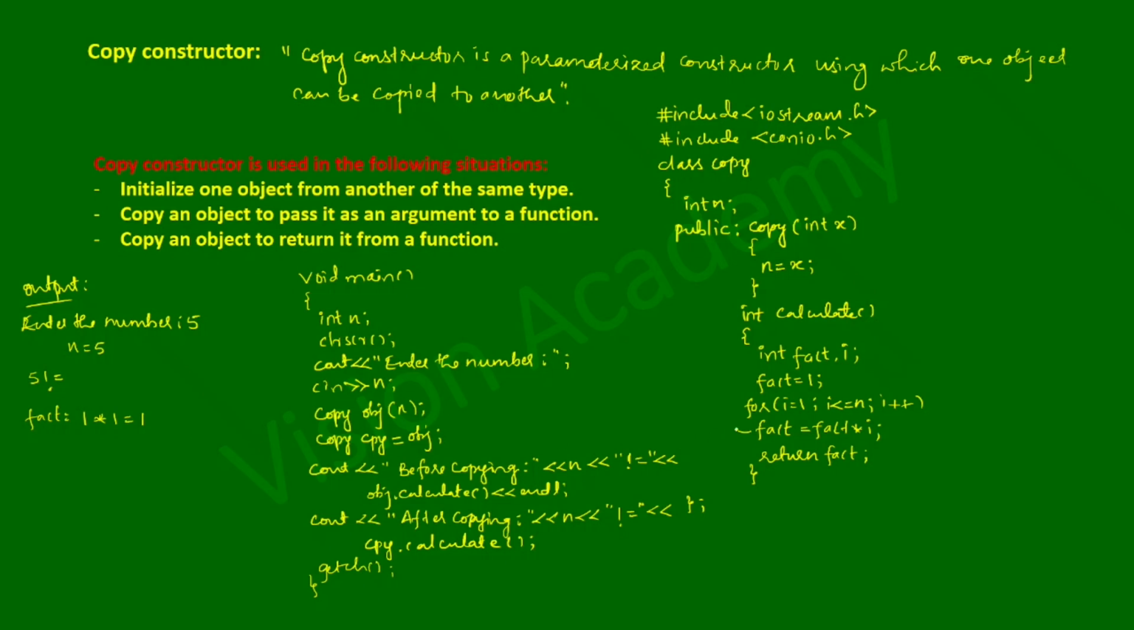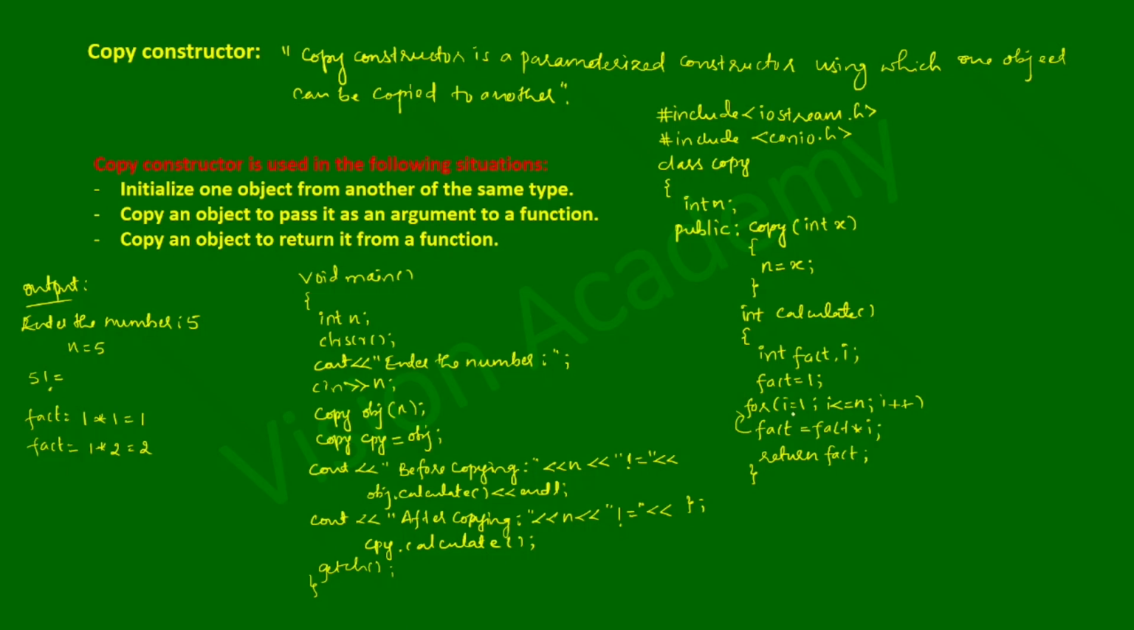Once again, control transfers to this for loop by incrementing the value of i by 1. Now i value is 2. 2 is less than or equal to 5, yes, it is true. Once again, this statement will get executed. So fact is equal to fact, 1, into i value 2. So 1 2s are 2. Once again, by incrementing the value of i by 1, now i value is 3.